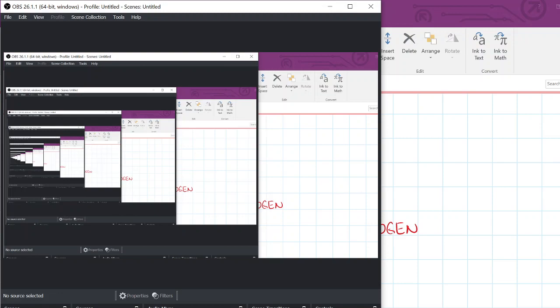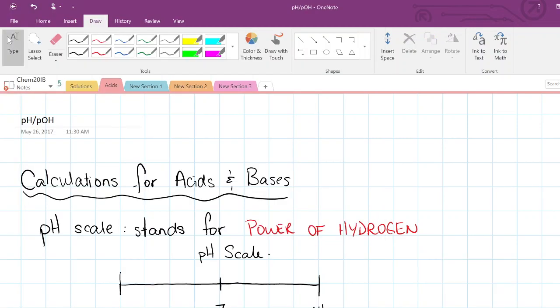Hello guys, welcome back. Today we're going to chat about pH and pOH. So we're going to get into a little bit of calculations in the solutions unit, right? So we're talking acids and bases and neutral substances as well. And now we're going to do some calculating.